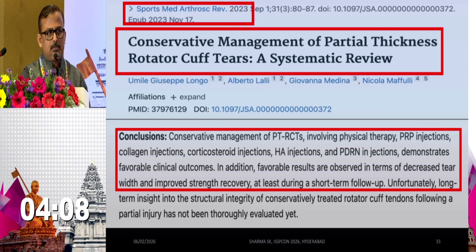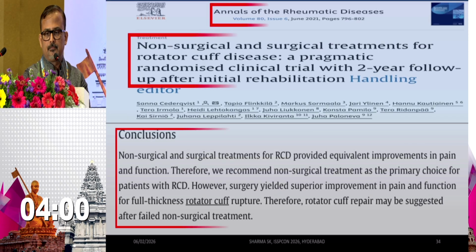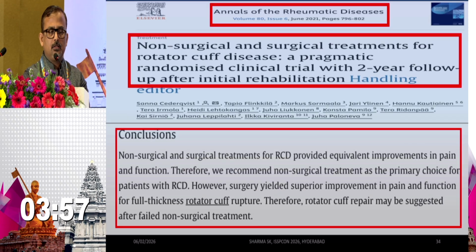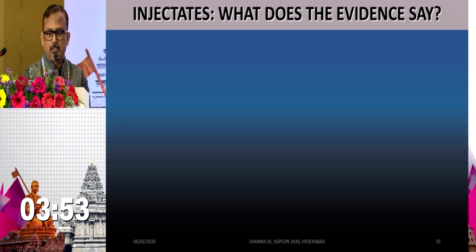These are my evidences. All are from around 2020 till 2025. So the conclusions are that they are strongly recommended. Then again, comparing the non-surgical and surgical, it was found that you must give a non-surgical trial.